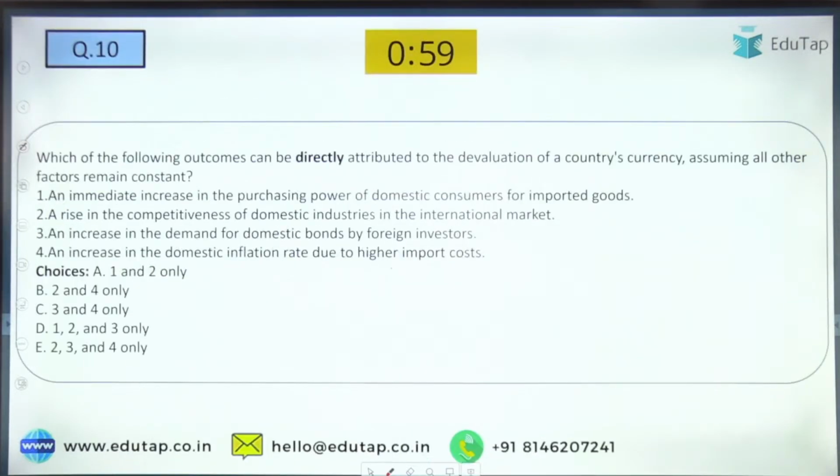Now the question number 10. Which of the following outcomes can be directly attributed to the devaluation of a country's currency, assuming all other factors remain constant? So take your time, read this question and mark your answer.